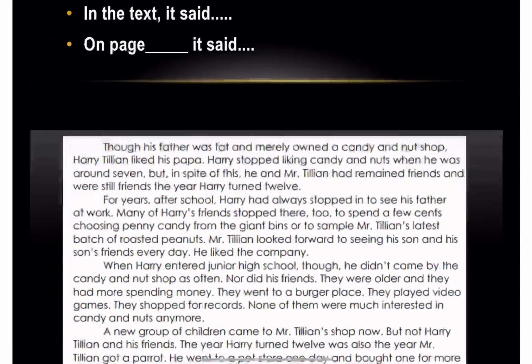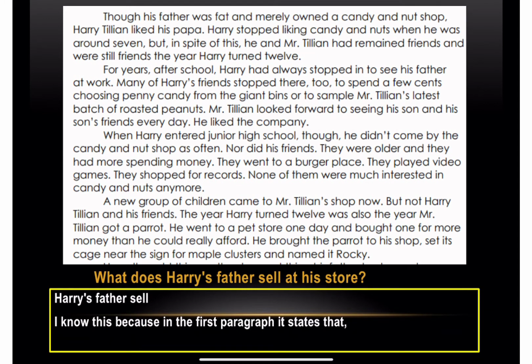Next, we are going to read a short story. This is an excerpt from Papa's Parrot, and we're going to read an excerpt and I will demonstrate how you would use a part of the text in answering your question.